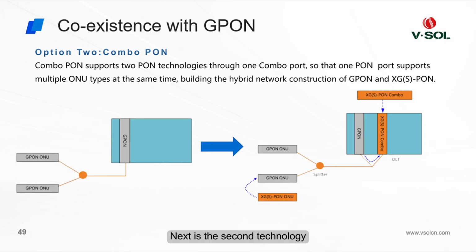Next is the second technology. Option 2, Combo PON. Combo PON supports two PON technologies through one combo port, so that one PON port supports multiple ONU types at the same time, building the hybrid network construction of GPON and XGS-PON.